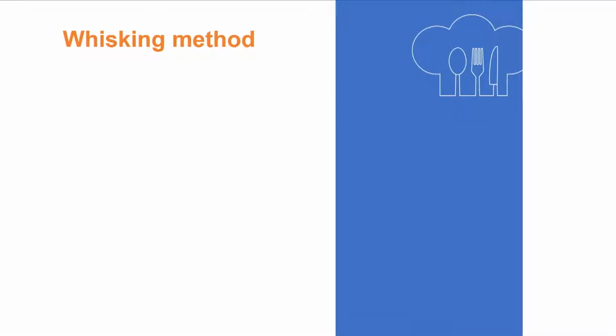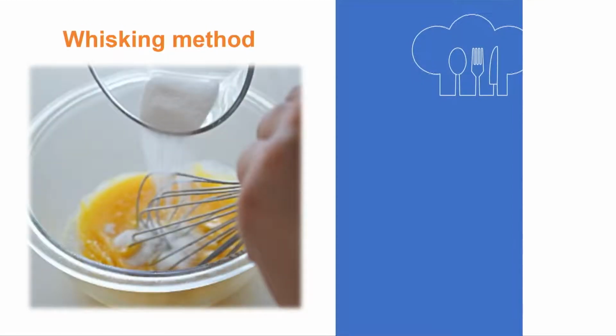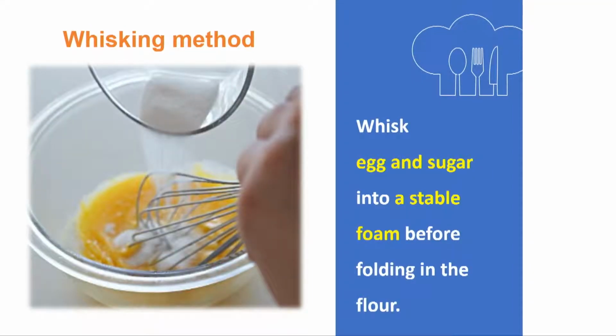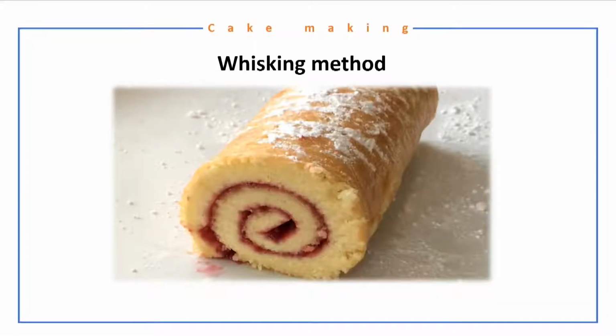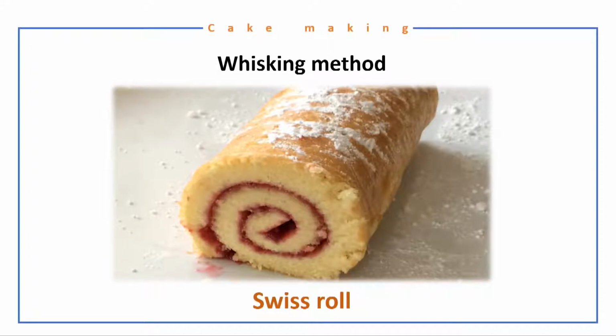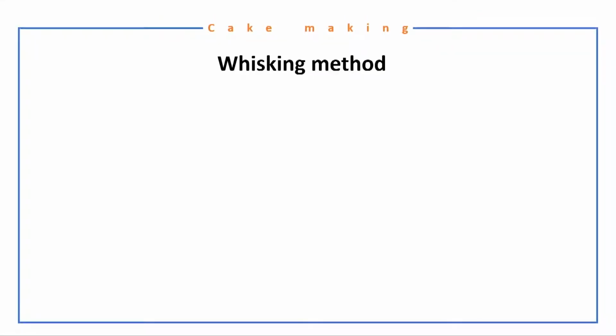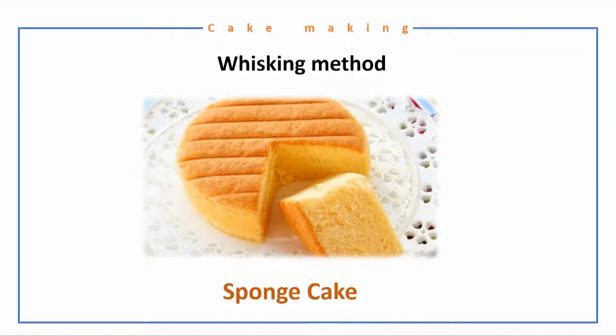We will now consider the whisking method. The technique used in this method is to whisk egg and sugar into a stable foam before folding in the flour. The whisking method is used to make Swiss roll. Another example of a cake prepared by the whisking method is sponge cake.